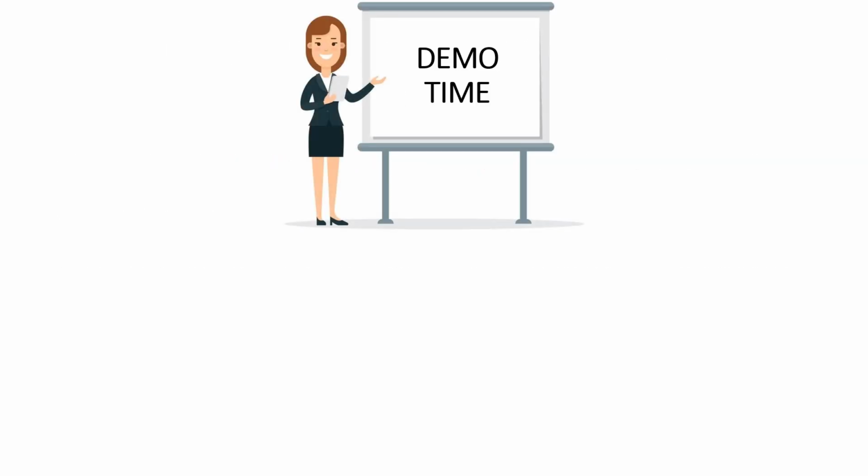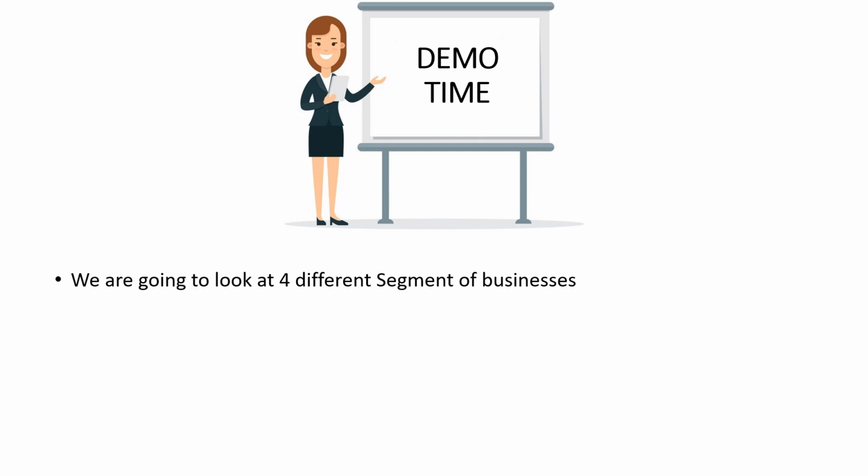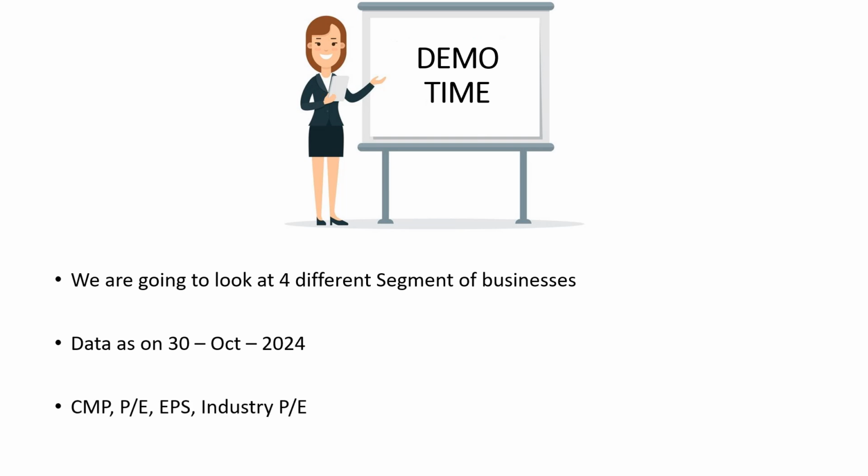So friends, now we are going to do something very interesting. We are going to be looking at four different segments of businesses, and this data is as on 30th October 2024. We are going to look at the current market price, which is CMP, PE, which is price to earnings, EPS, which means earnings per share, and the industry PE, which is industry price to earnings. All right, excellent. Come, let's see how it looks.